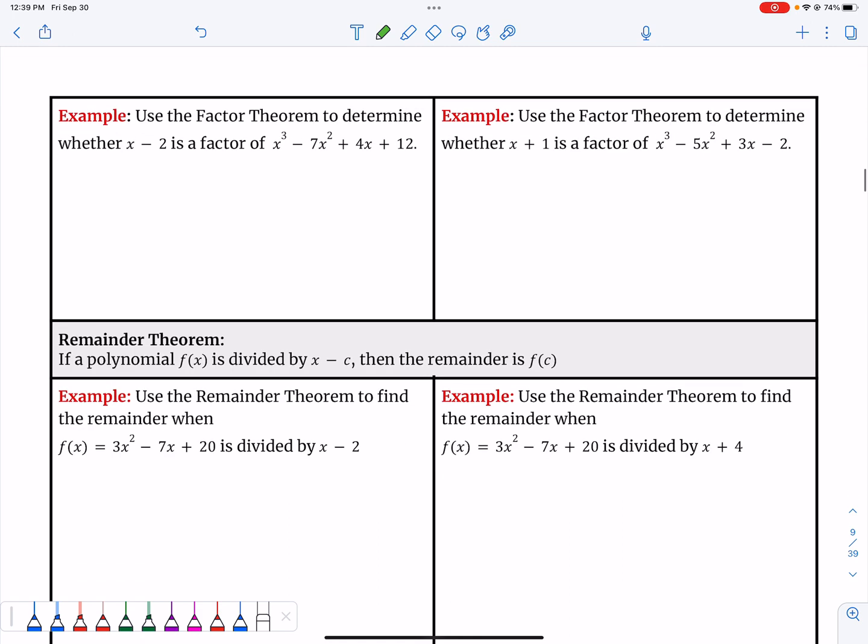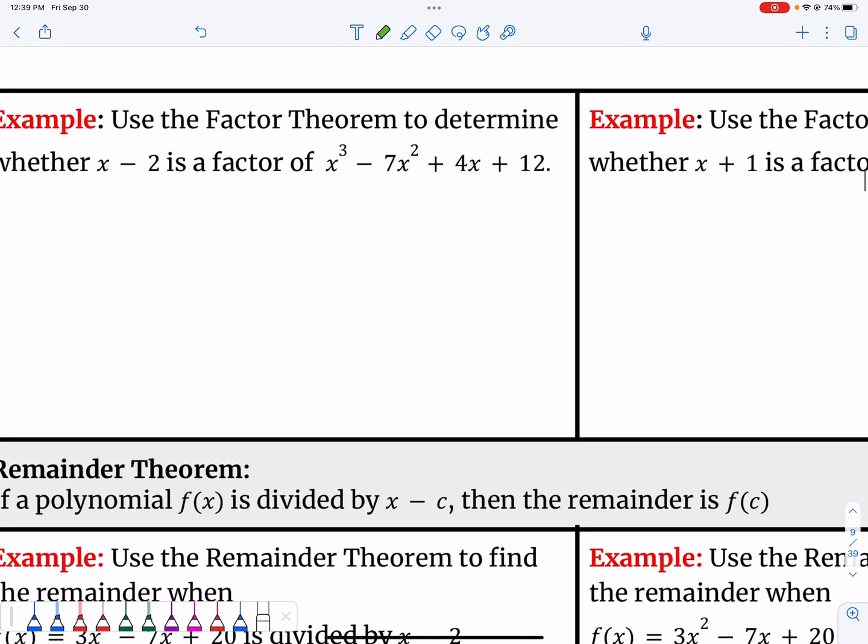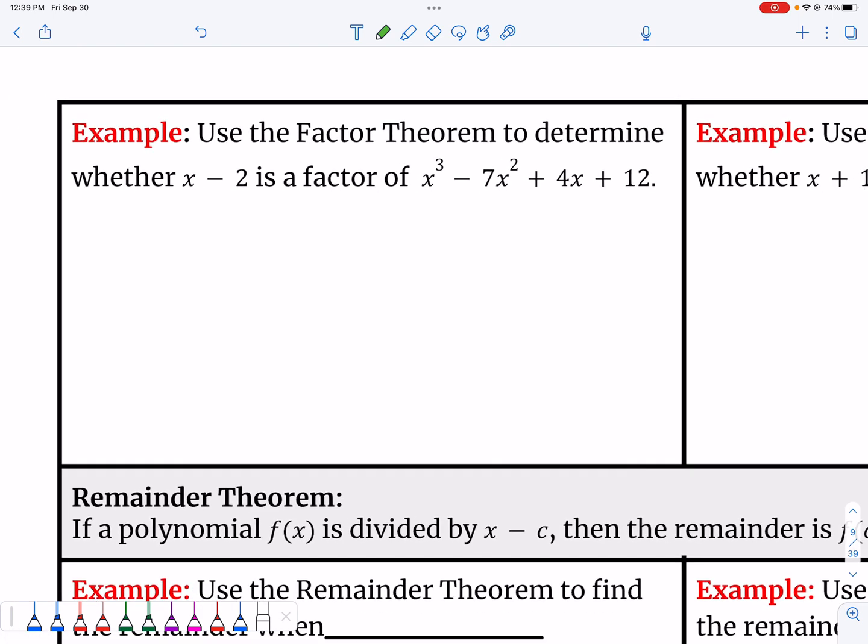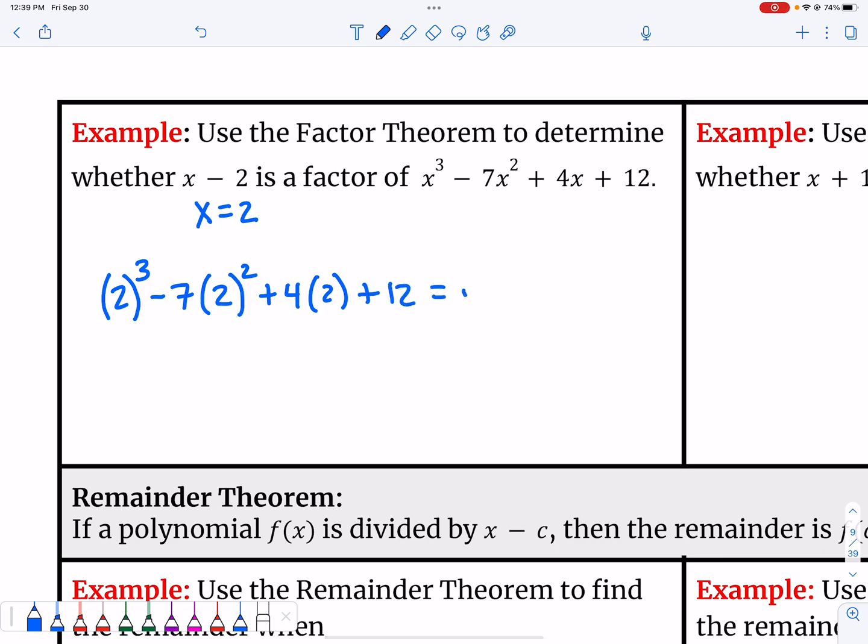So use the factor theorem to determine whether x minus 2 is a factor of this polynomial. So another thing that we can use is what we call synthetic substitution. So if you just say x minus 2 would give me a root of x equals 2, you can plug that in to just check and see if you have a remainder. So if I plug in the 2, what comes out is the remainder. I'm just going to write it that way for this step.